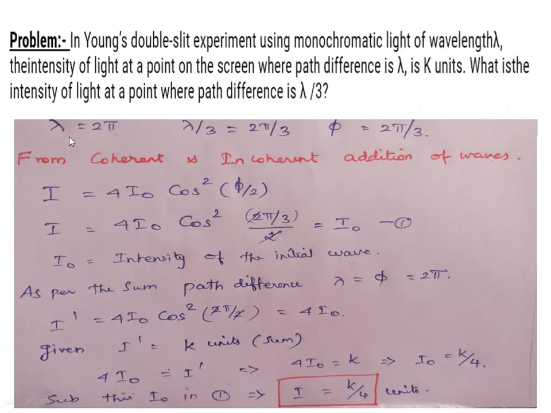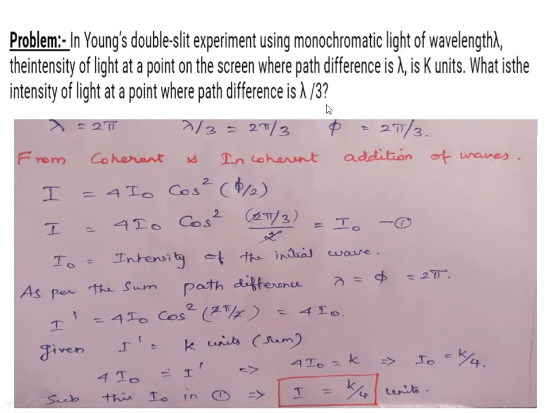First, we will write here: what is the path difference they have given? It is lambda. Lambda means it is one complete cycle. One complete cycle means 180 plus 180 degree, so that is 2 pi that we can consider. Already we have seen this in the derivation part. If you want clarification, please refer to the previous videos. So lambda is equal to 2 pi.